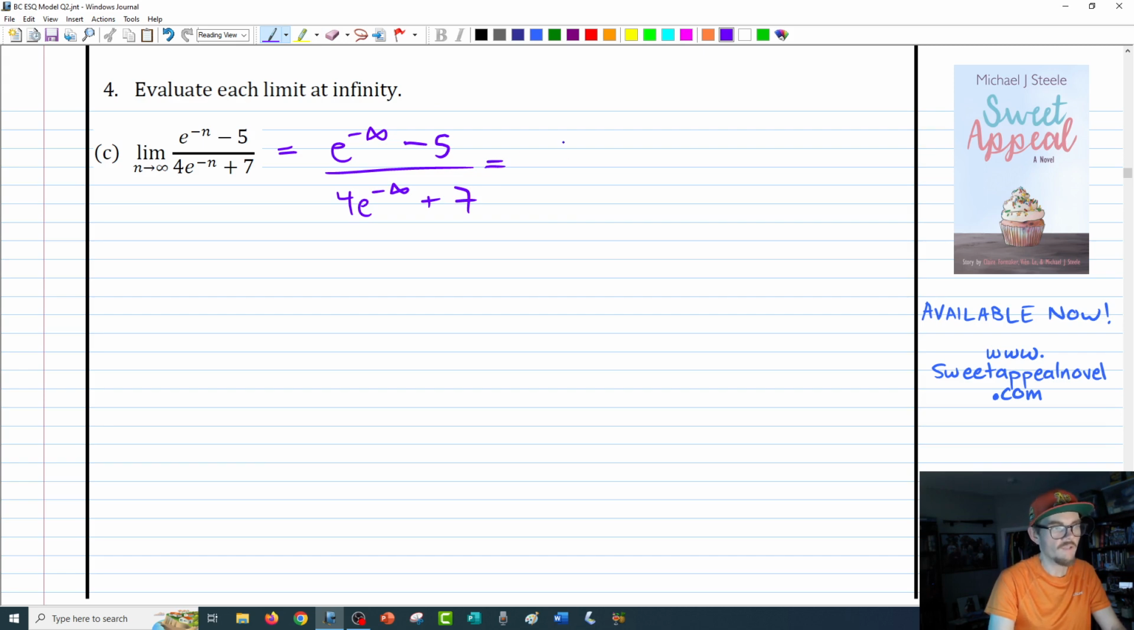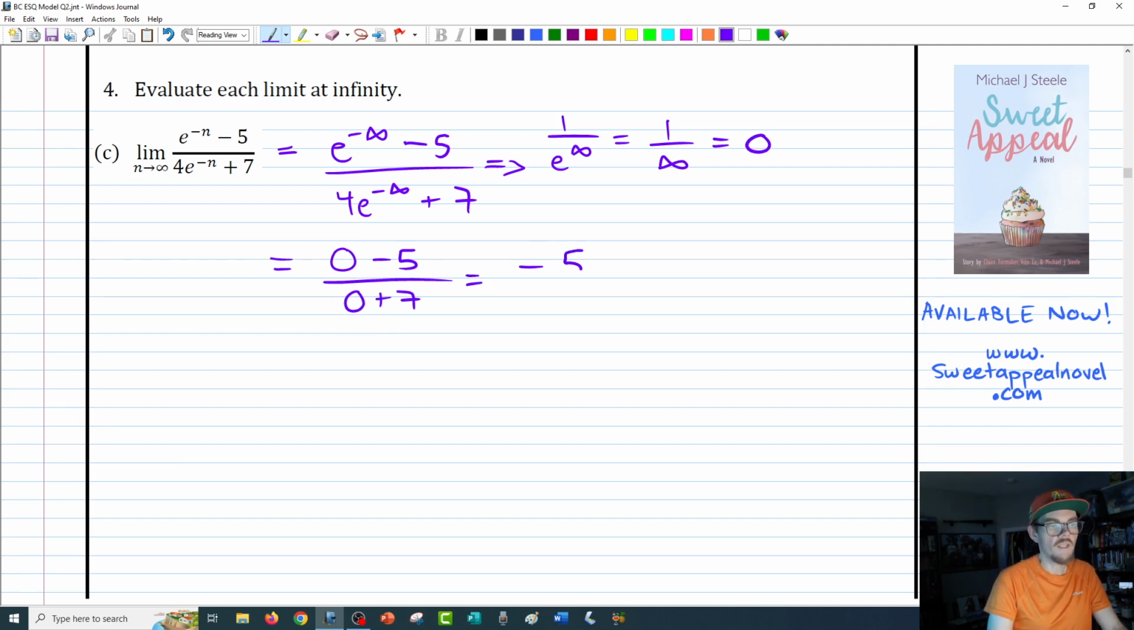Now, to evaluate this, I'm going to point out that e to the negative infinity is 1 over e to the infinity. And that is the same thing as 1 over infinity, which is 0. Therefore, this limit is equal to 0 minus 5 over 4 times 0 plus 7, which means this limit is equal to negative 5 over 7.